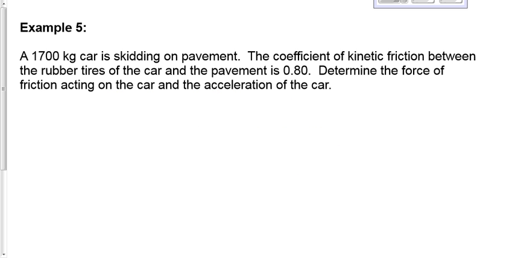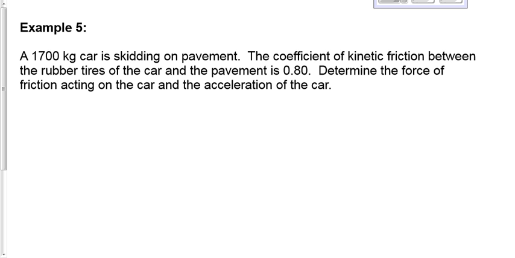Well, let's do a problem. Example number 5. It says a 1,700 kilogram car is skidding on pavement. The coefficient of kinetic friction between the rubber tires and the pavement is 0.80. Determine the force of friction acting on the car and the acceleration of the car.